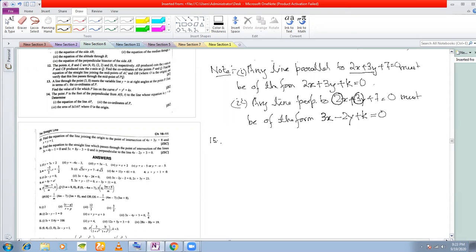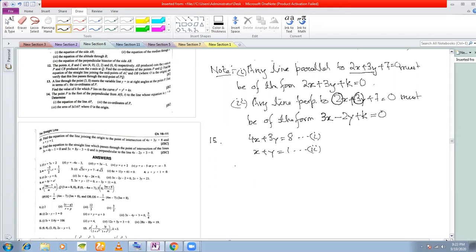Find the equation of the line joining the origin, that is, passing through the origin, to the point of intersection of the lines 4x plus 3y is equal to 8 and x plus y is equal to 1. So what are the given lines here? Given lines are 4x plus 3y is equal to 8, call this 1, and x plus y is equal to 1, call this 2. Now in your class 10, how do you find the point of intersection of these two straight lines? You used to solve these two equations simultaneously.